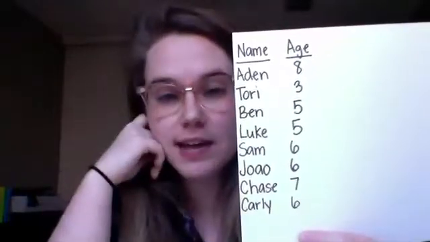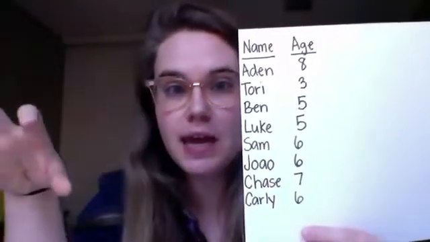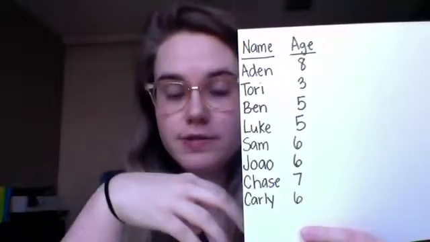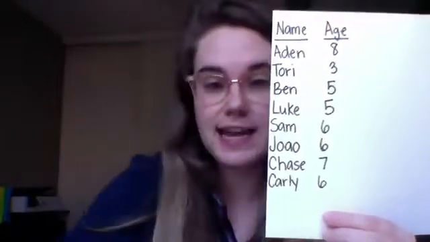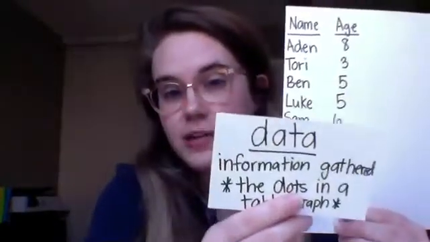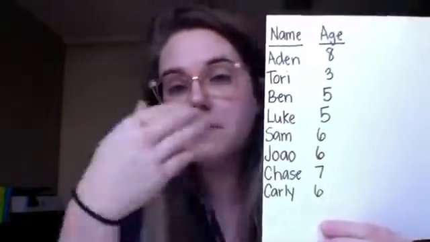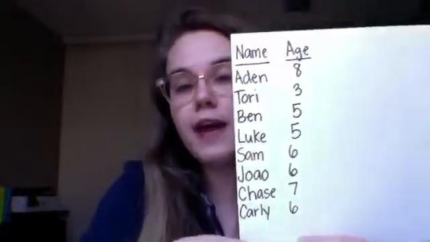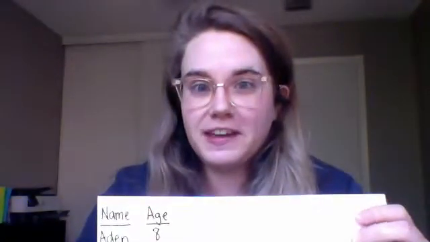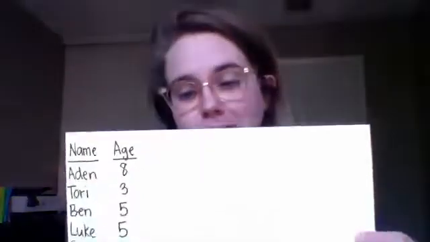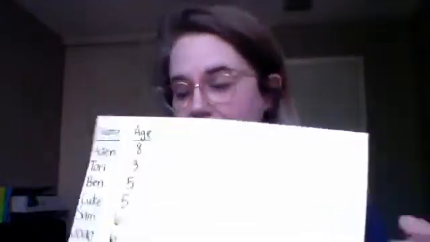So this is the data that we collected to be able to make the line plot that we're going to use. So first and foremost, data: information that we gathered, right? It's going to be the information that we use to make the line plot. So the very first thing that we need for a line plot, what do you think? A line. We need a line. So the first thing you're going to do is make a line.